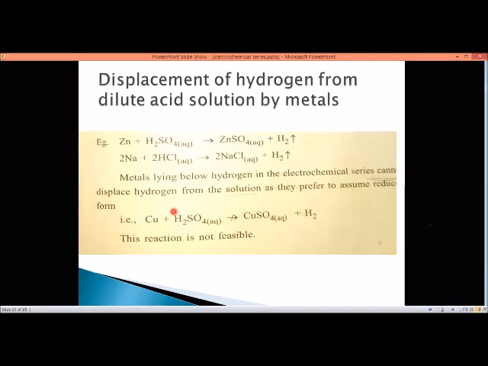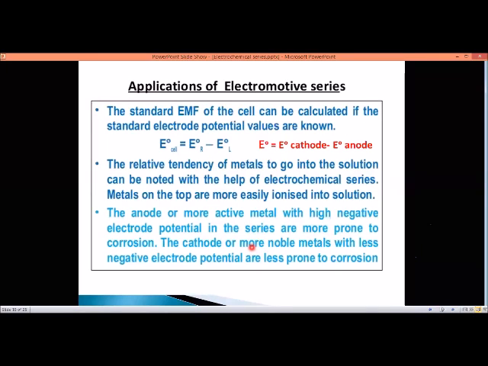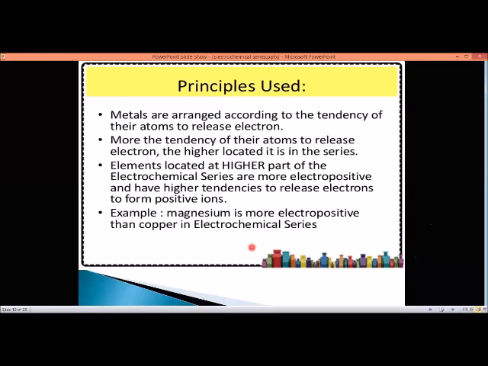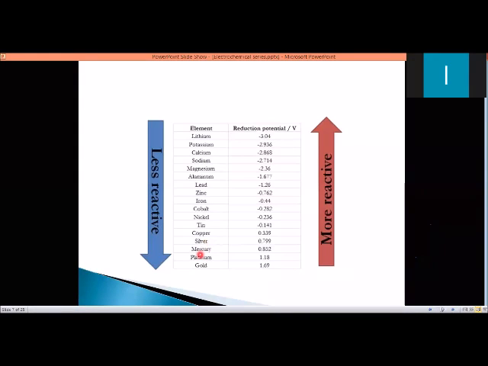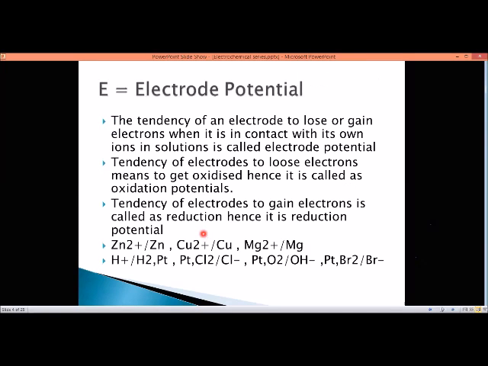Okay. Next one, displacement of hydrogen from dilute acid solution by the metal. Now we know that hydrogen has 0.00 volt. It is in the center. Some metals are lying above, some metals are lying below. Shall we see in our electrochemical series again? Let's go back and check. Yeah, here you see. Here all are negative. Okay. So above copper, actually, here comes the hydrogen.